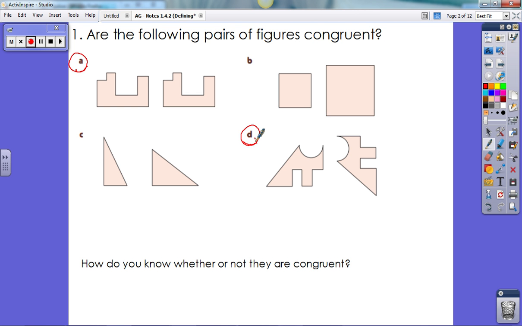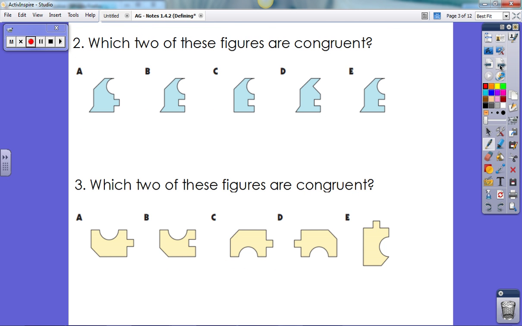How do I know whether or not they're congruent? Well, again, if I can move one so that it's on top of the other and it's the exact same shape and size, then they would be congruent. When I look at these, which two of these are congruent? It looks like B and E are congruent. If you look at the shapes, they would be the same.